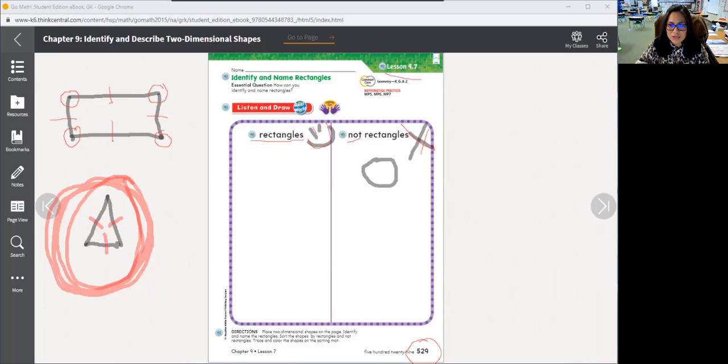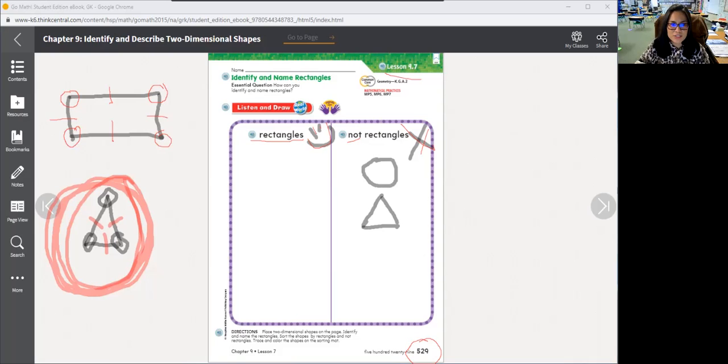You can mute yourself. So everybody go ahead and draw a triangle. A triangle only has 3 sides and 3 vertex right here. And that's not a rectangle. Rectangle has 4 sides and 4 vertex.